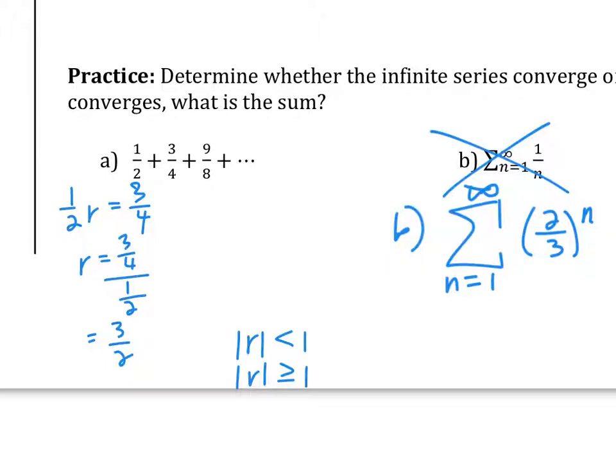All right, B. How many people think it's going to converge? How many people think it's going to diverge? Okay, it is going to converge because r is 2/3, which is smaller than 1.